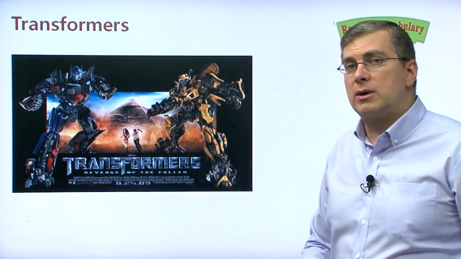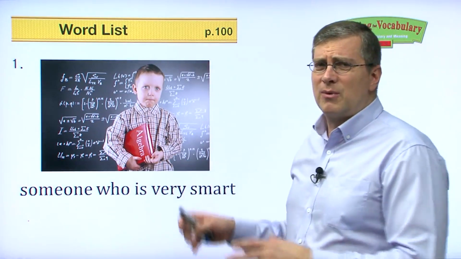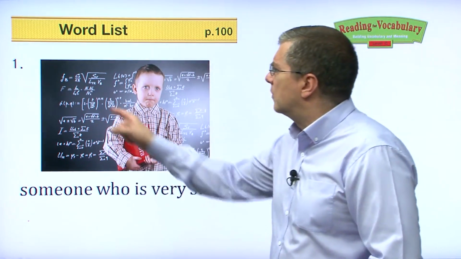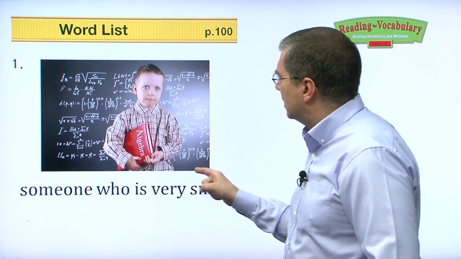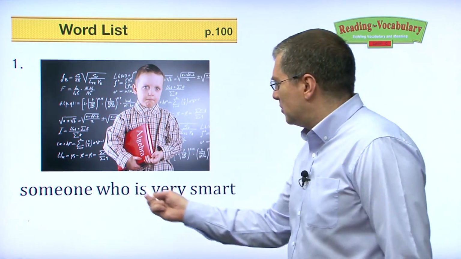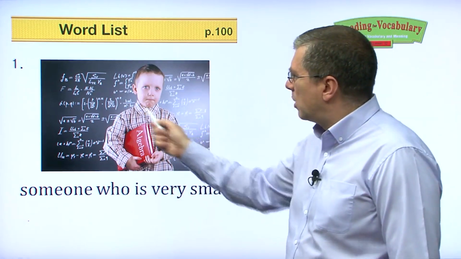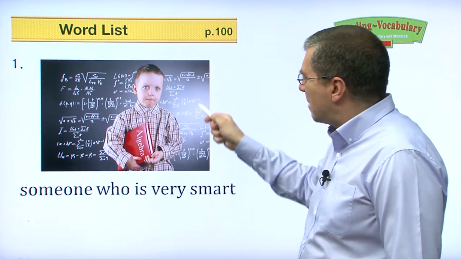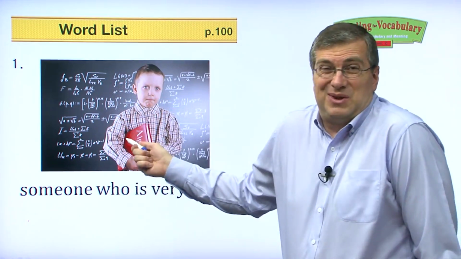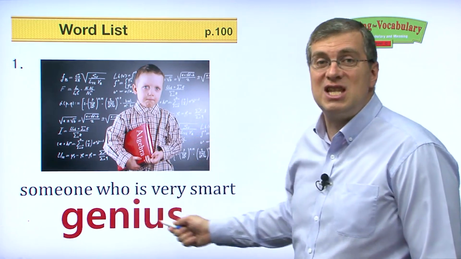Let's take a look though at the vocabulary. So let's start. Whoa, I'm sorry. We went from a very exciting picture to a very difficult picture. What is all this math? And look at this boy. He looks very serious, doesn't he? Okay. Someone who is very smart. Like if this boy can do all of these math problems, I don't even know what these math problems are. If he can do those, he is a genius.